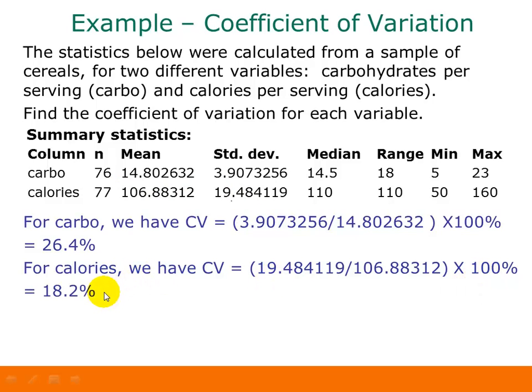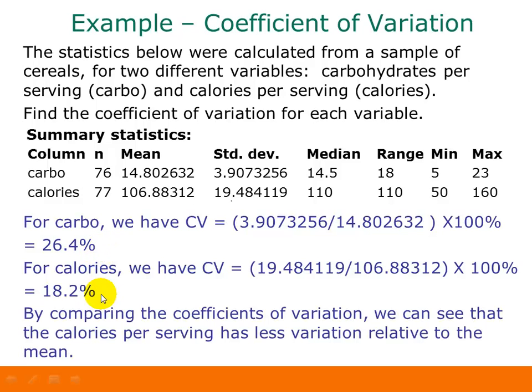So actually for the calories, the coefficient of variation is less than it was for the carbo. And that tells us that if we compare our standard deviation to the mean, the calories per serving has less variation relative to the mean than the carbohydrates per serving did.